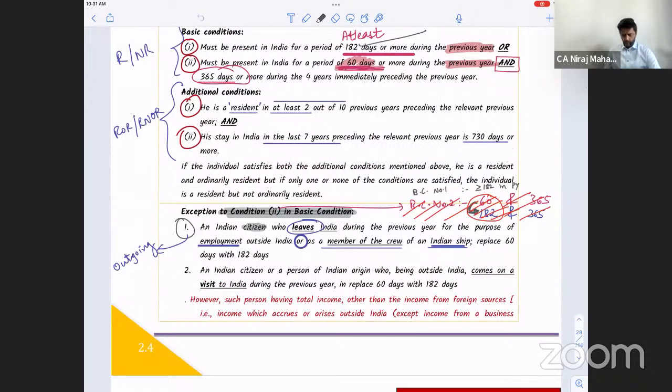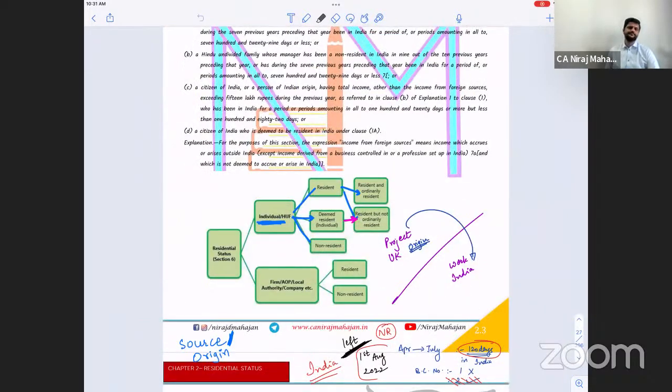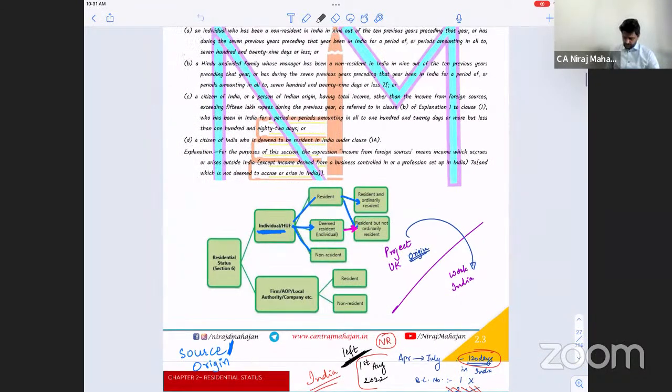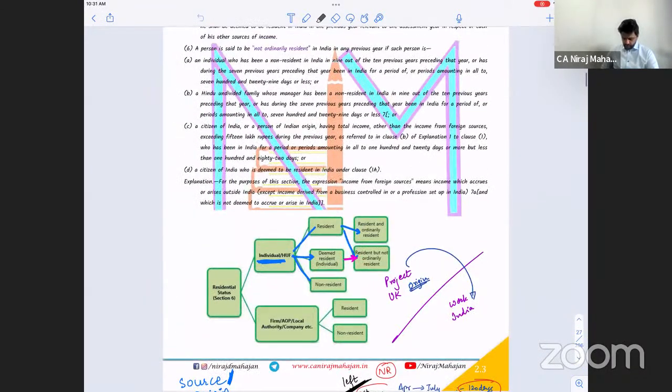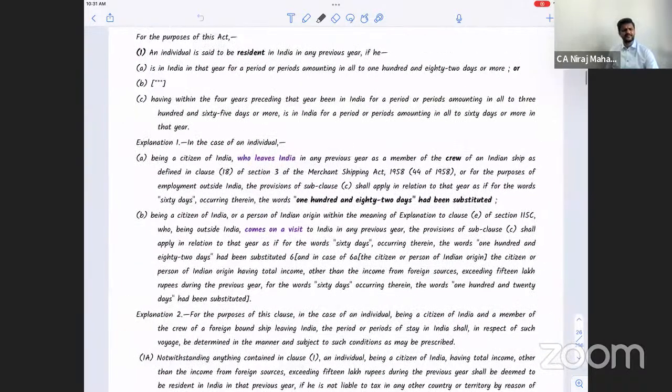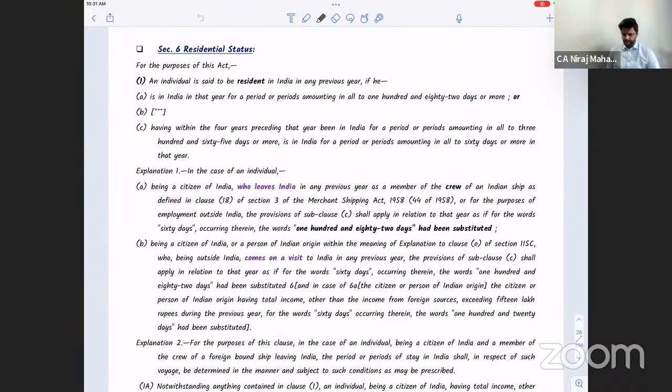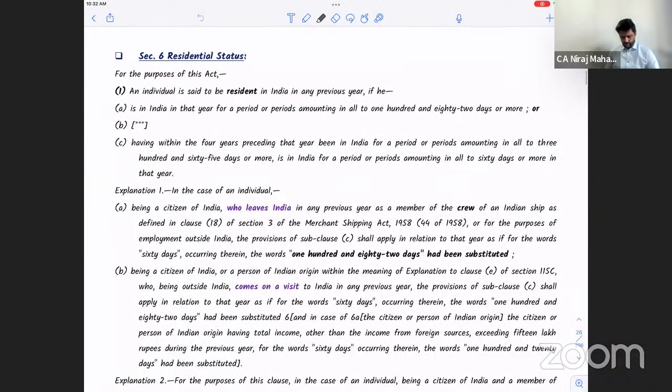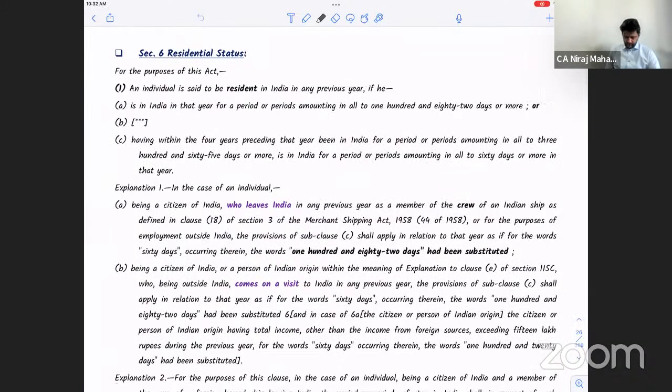Come back to 2.4. We were doing exception to basic condition number 2. If you want some more headache, if you feel you're not getting sleep at night, you can come to page 2.2 and read the Bare Act. Very nice. In 2 minutes you will fall asleep. Good medical advice I'm giving you here.